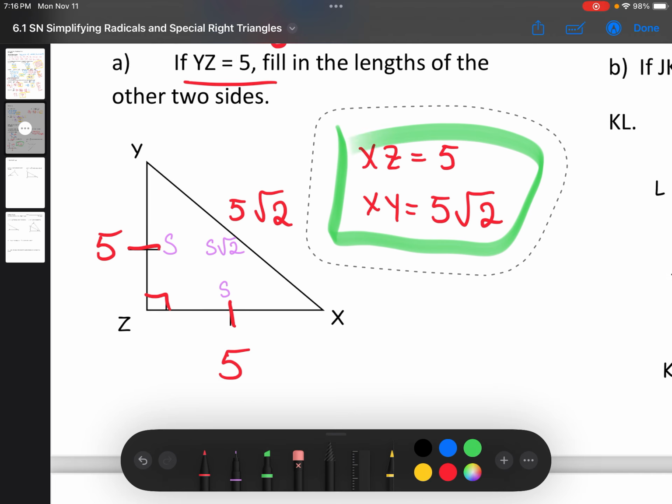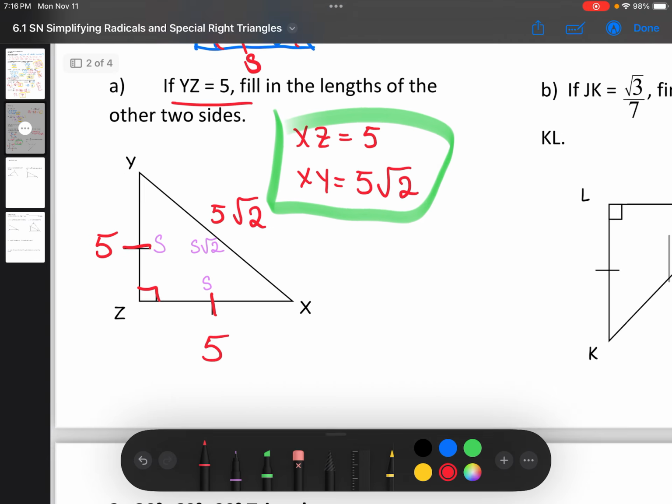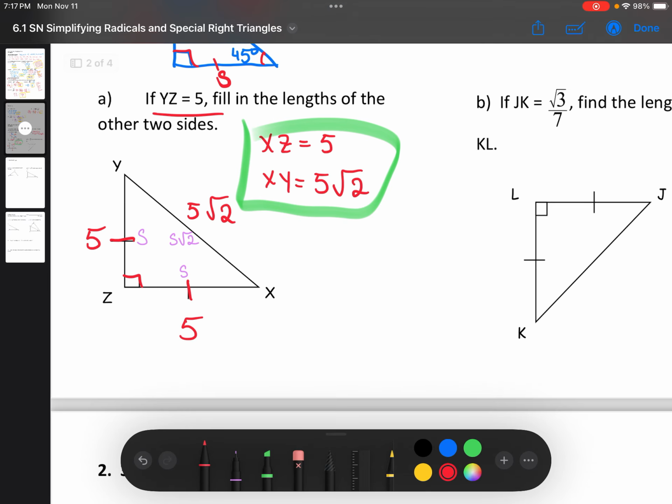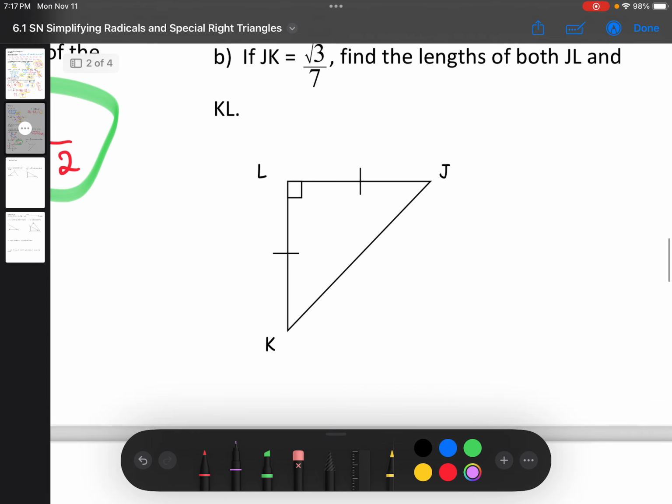Now, this works out nicely when the length of the leg is given to you. That won't always be the case. So let's look at B. The triangle's rotated, but that's fine. We still have two congruent legs and a right angle. So it is a 45, 45, 90 triangle. Each leg is S. The hypotenuse is S square root 2.